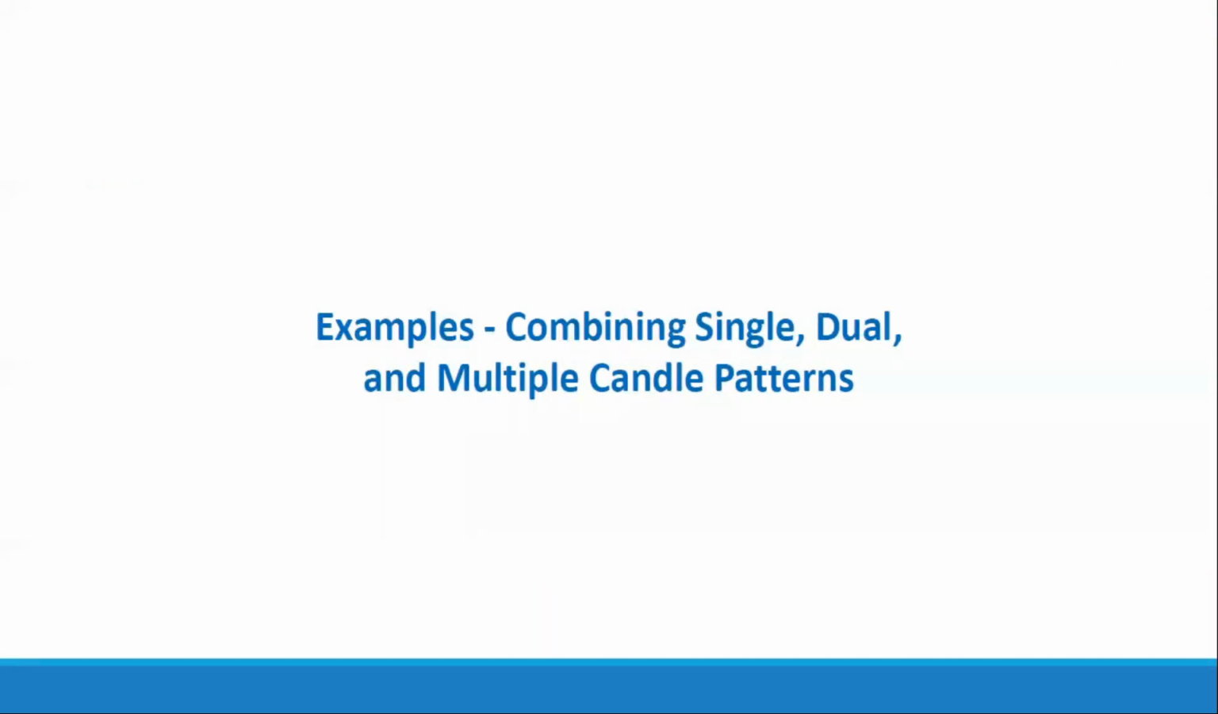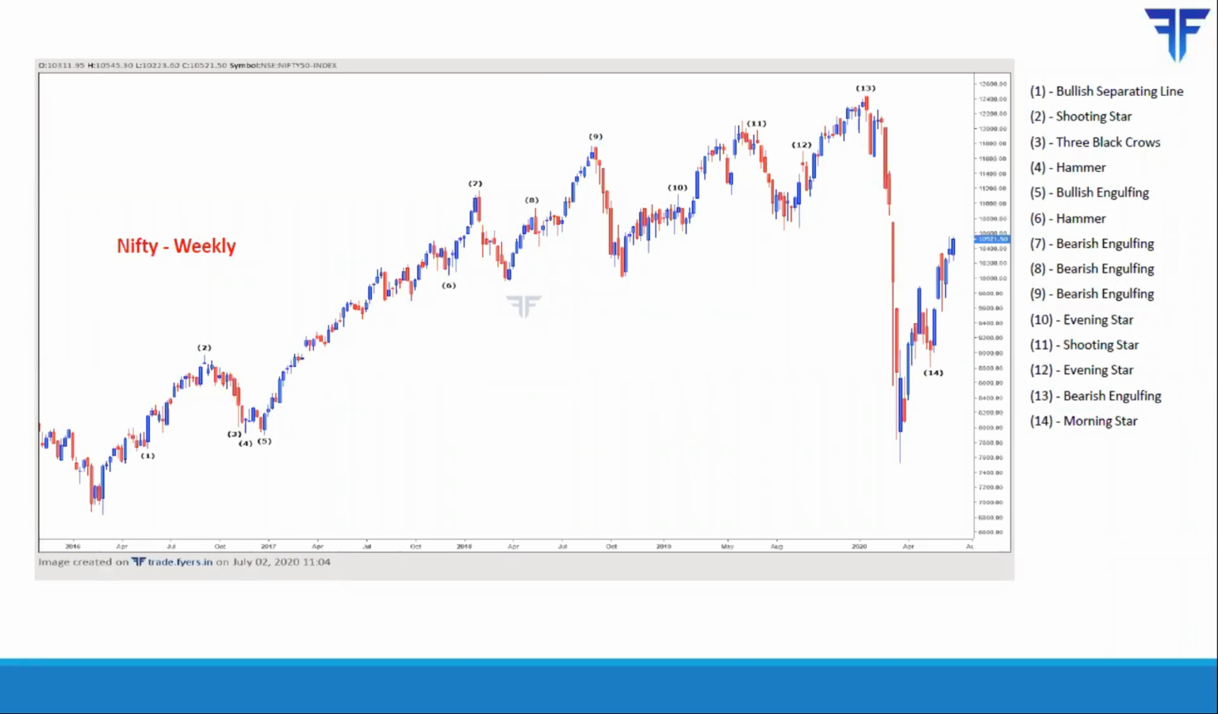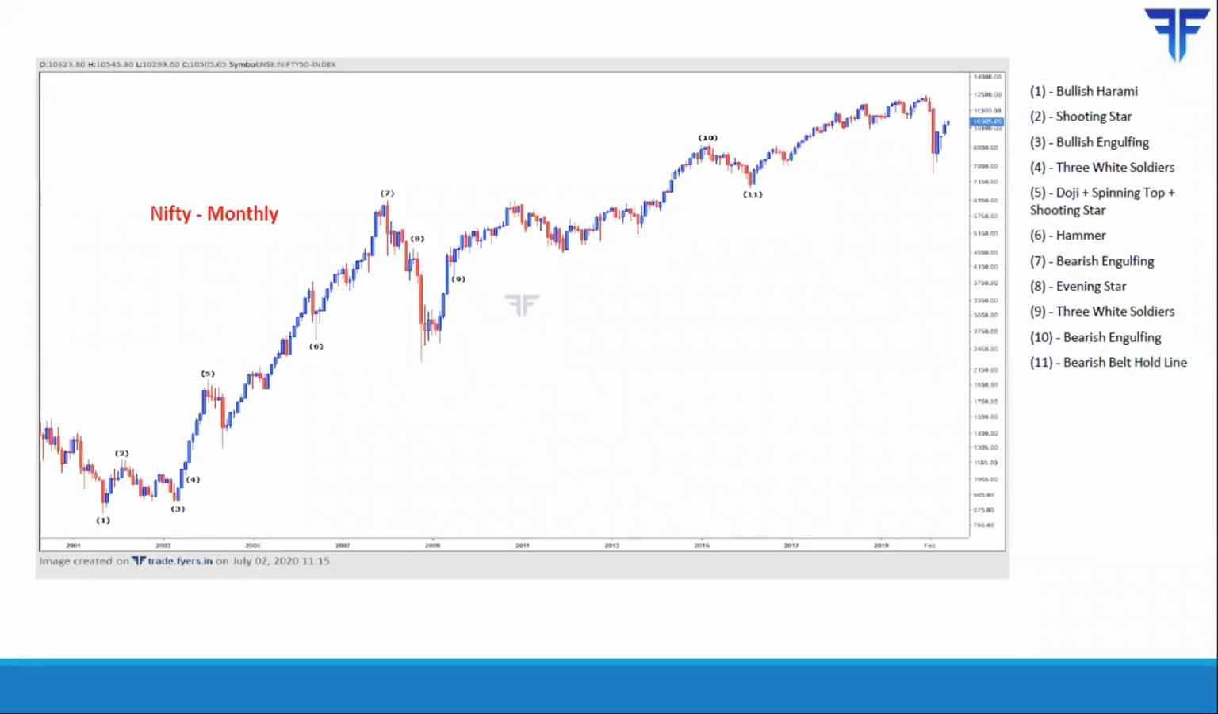So now we'll combine the single, dual, and multiple candlestick patterns that we have spoken about in each of the previous 3 webinars, including today's webinar. You can look at each of these 3 charts to get a feel of how candlestick patterns emerge in a real-time environment. This is the daily chart of Nifty. There were 11 important patterns that appeared. Similarly, I've shown the weekly time frame chart of Nifty as well as the monthly time frame chart of Nifty. You can look at this later at your ease.